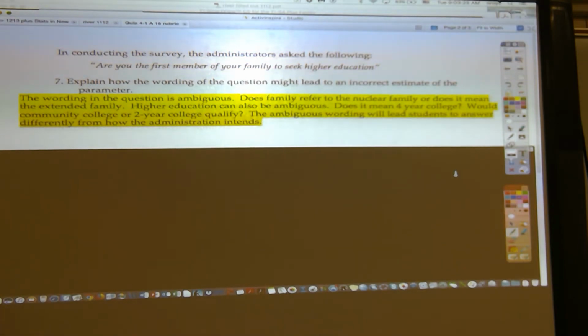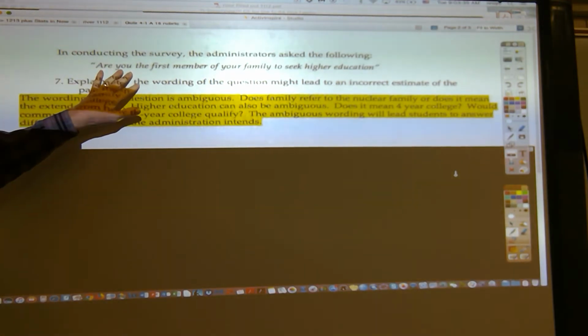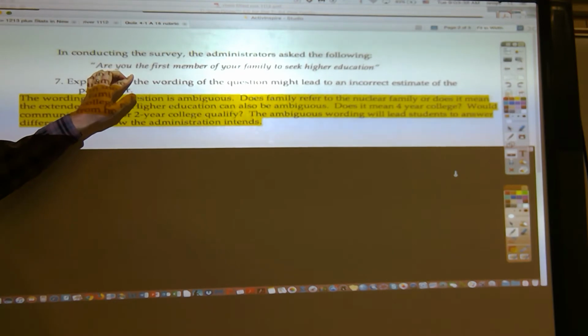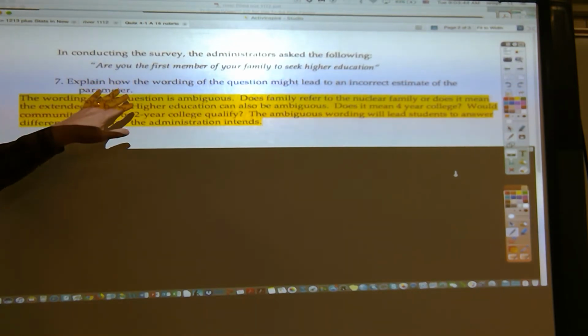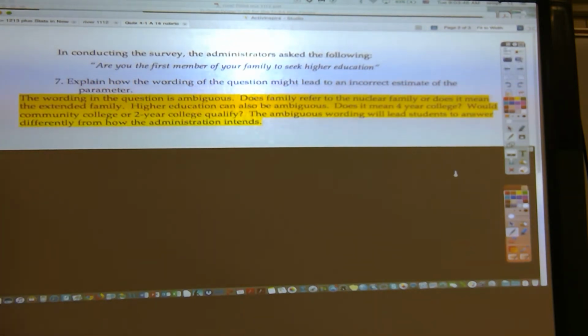And the other type of bias is non-response bias, and that's the fault of the person taking the survey. So it's one of the hardest parts of designing surveys, avoiding response bias when you devise the wording of the questions. Are you the first member of your family? Okay, so how might that lead to an incorrect estimate?